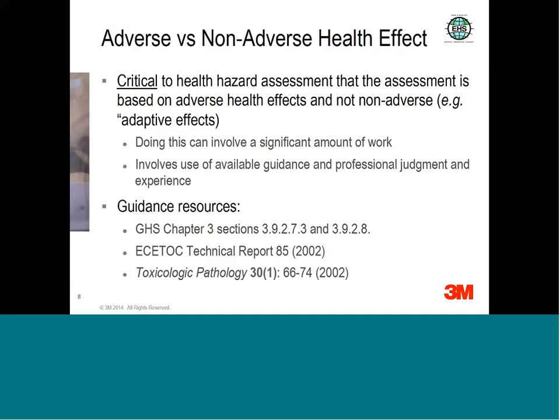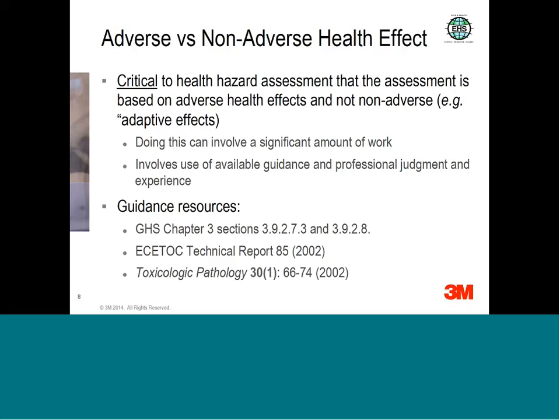And some of the guidance resources, again, this is not an extensive list, but these are some that we use in 3M that give us guidance on, if we're looking at a change in liver function or liver enzymes and things like that, is this an adverse health effect or not? There's the GHS chapter 3, those two sections, the ECETOC European Centre for Ecotoxicology and Toxicology of Chemicals, their technical report number 85, and a journal article from Toxicologic Pathology from 2002.